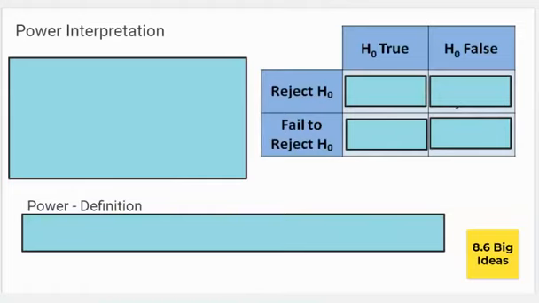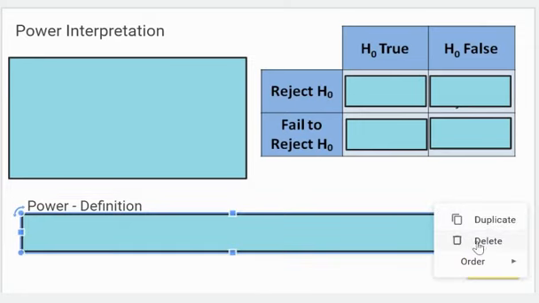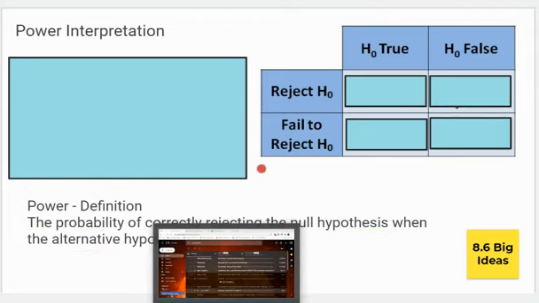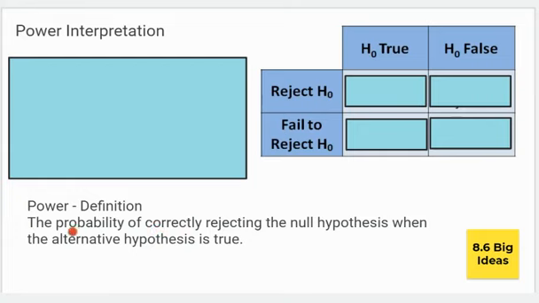Slide, it's a little bit out of order. I really want to start down here with the definition of the power of the test. The definition of power is this. It is a probability, so it's the probability of correctly rejecting the null hypothesis when the alternative hypothesis is true. That is the definition. The probability of correctly rejecting the null hypothesis when the alternative hypothesis is true.